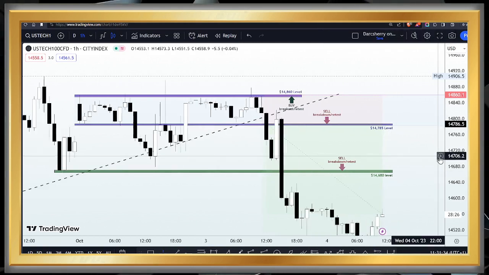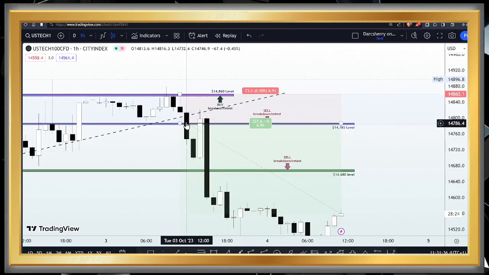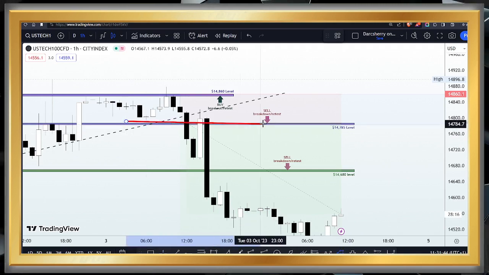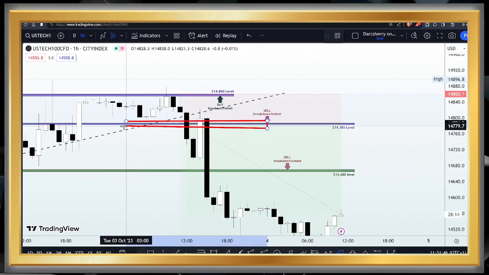And during our live session yesterday, I told us all that chances are that the trend line will be broken to the downside, and if it does get broken, below the 14,785 will be an opportunity for us to sell.